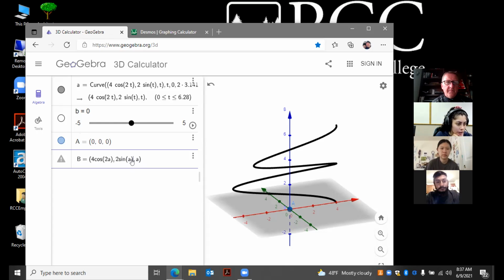I think you're already using lowercase a. Maybe that's why. Oh, it is. It's A. I meant B, because lowercase a was that crazy curve, so it didn't know what to do with it. I meant B to be my slider this time. Thank you for rescuing me.